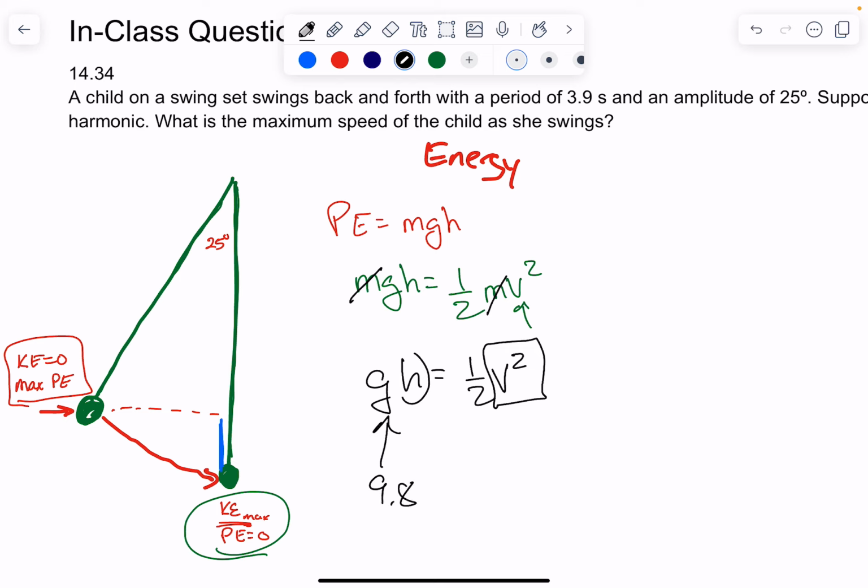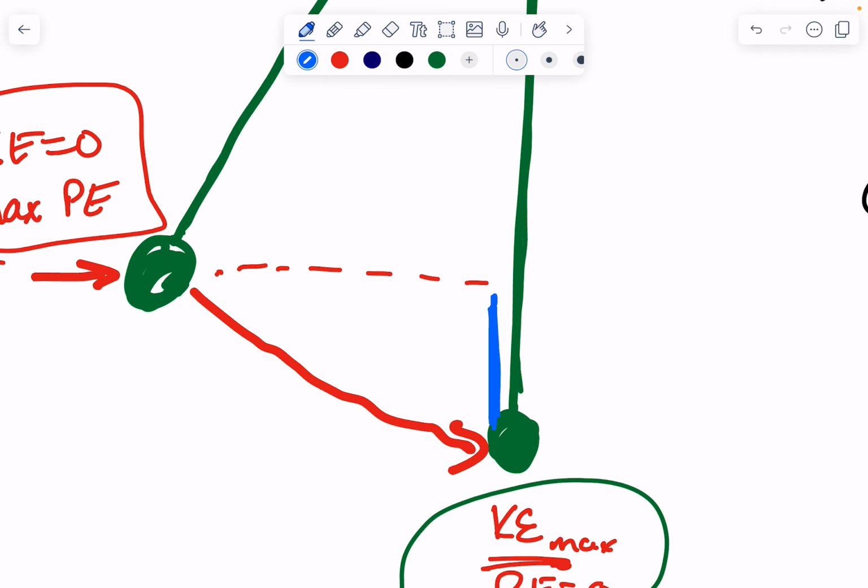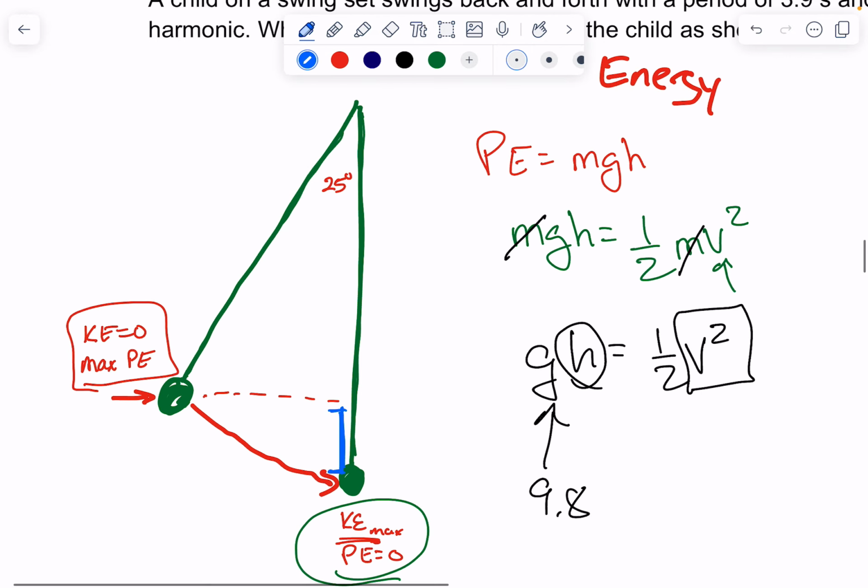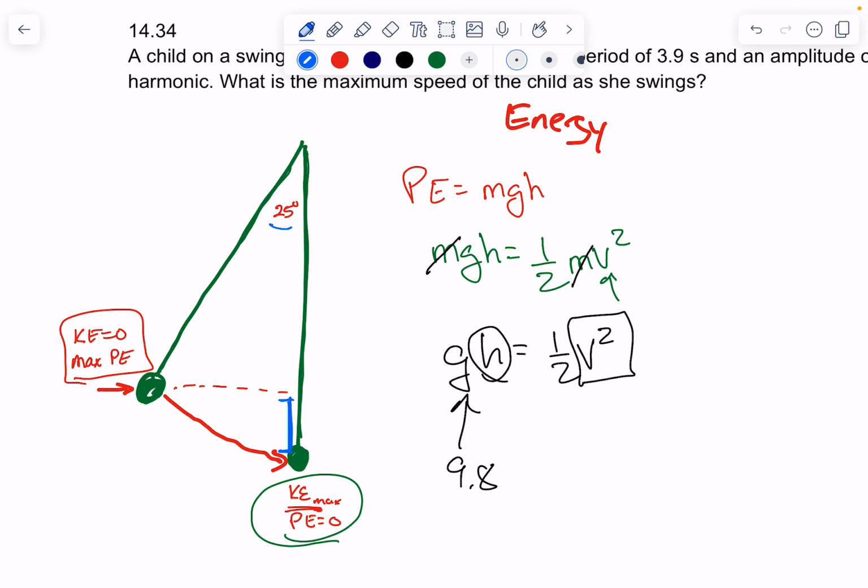Now, how do I find h? h is the tricky one. What I need to do, again, is find the height of this blue line. Now, if you think about it, we have this angle, and we need to find this length. So I need to find the length. Let's pretend we know the length. All right, so the length is L. Actually, let's make it that red. This is L, and this is L, right? They're the same length. The two green lines have the same length.